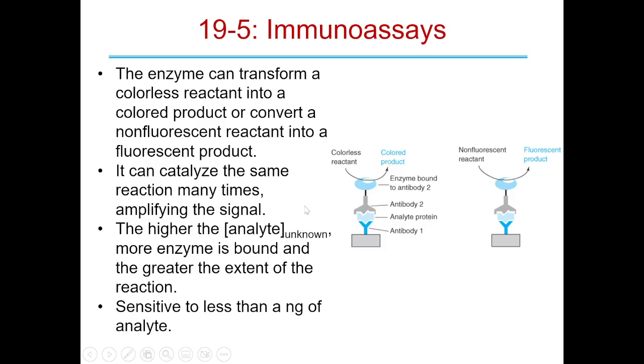Right? So this can catalyze the same reaction many times and amplify your signal. For example, here we have an enzyme that's bound to this antibody. So we put in a colorless reactant, and this enzyme is a catalyst, right? So it's going to continuously change this colorless reactant to a colored product. And so over time, our signal will actually increase, right? Here we have a non-fluorescent reactant that goes to a fluorescent product. And so you can get the same thing.